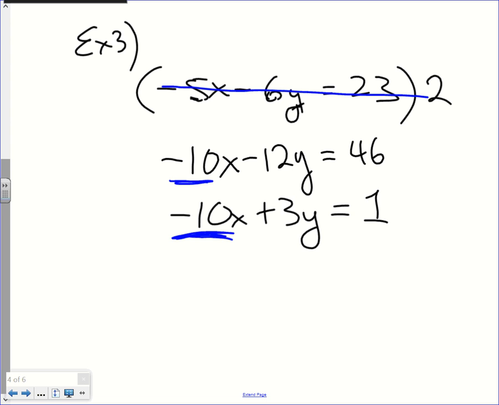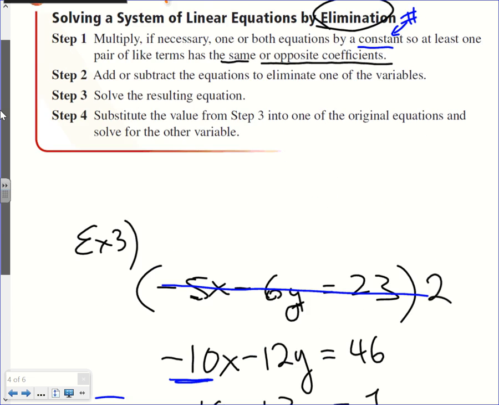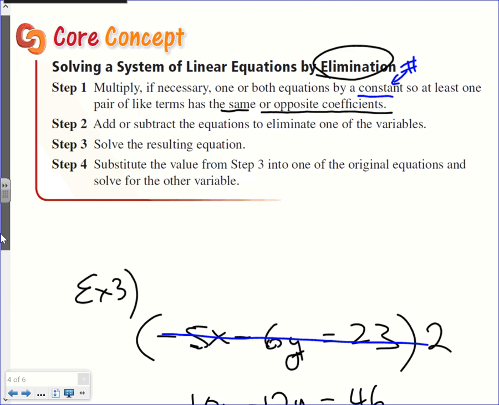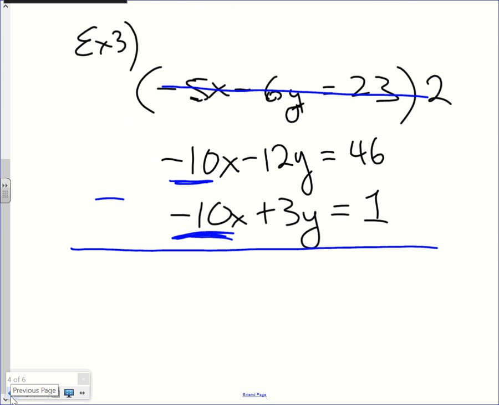Should I add or subtract? I think you said it. Watch, do this with me now. I'm doing step 2 now, by the way: add or subtract the equations to eliminate one of the variables. Let's do it. Negative 10x minus a negative 10x is bye-bye. Negative 12y minus a 3y, be careful. Negative 15y. And then we got 46 minus a 1 is a 45.